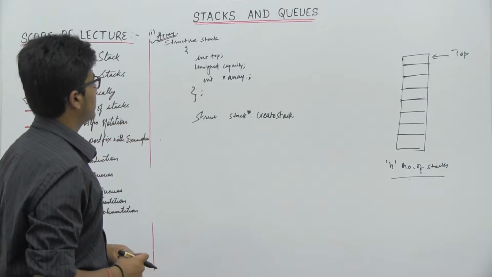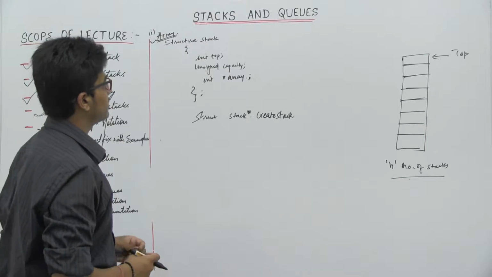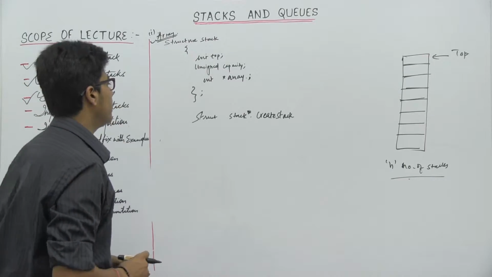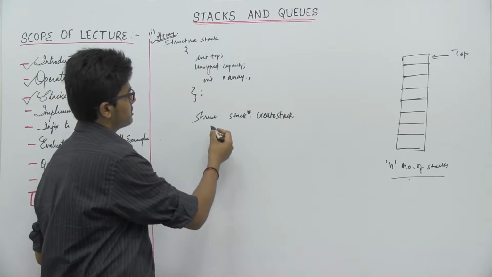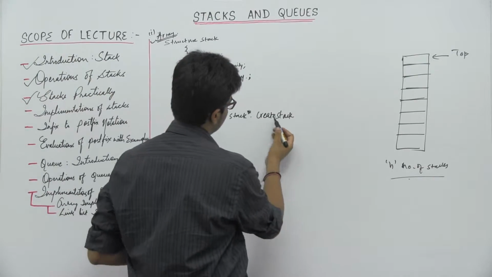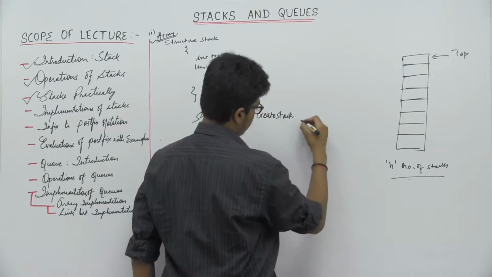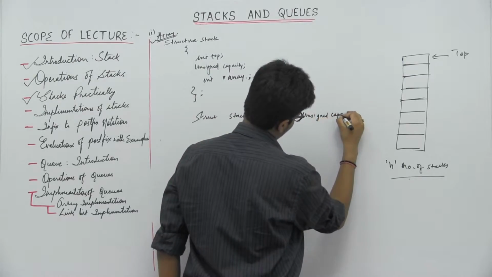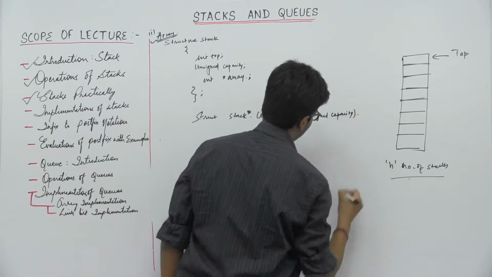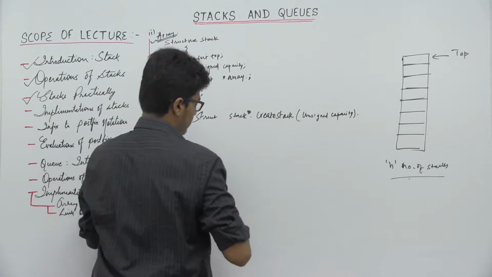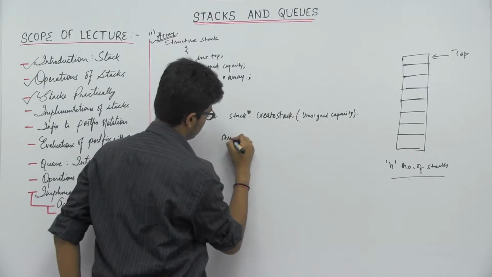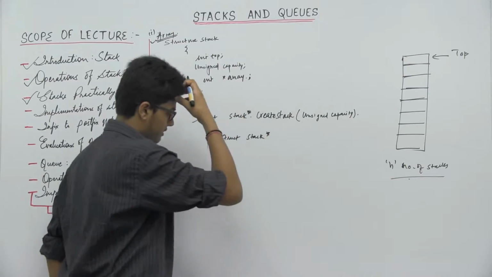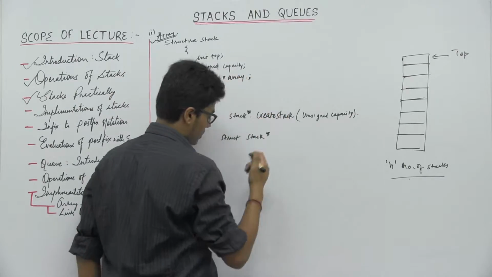We already defined a stack. Inside the stack we defined an integer data type called top, an unsigned data type capacity, and an integer pointer called array. And outside the structure we define a stack, static, to create a stack. Inside it we assign unsigned capacity. Then struct stack. This defines the stack structure.